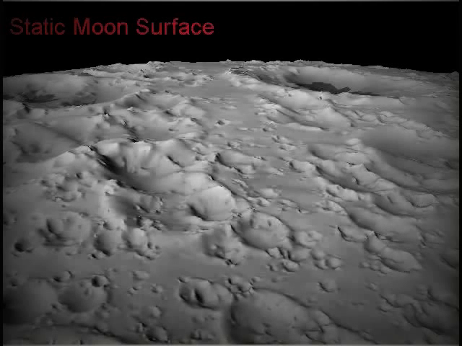There are no continents to move, weather to change, or particles to erode. It doesn't even change from day to night. Except for a meteor hitting it every so often, nothing on the moon changes.